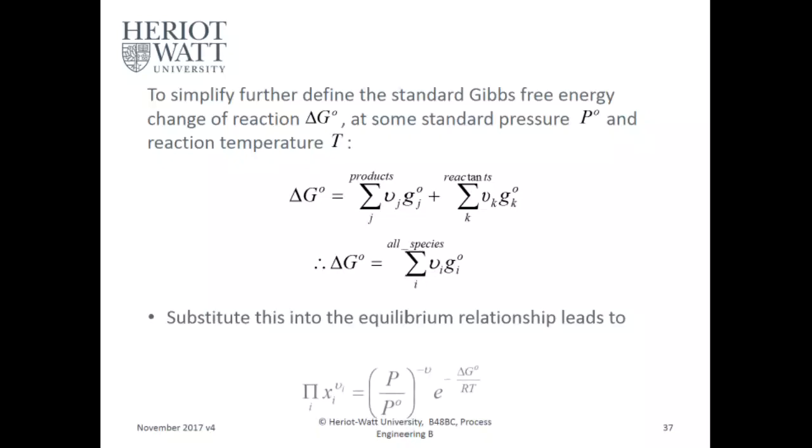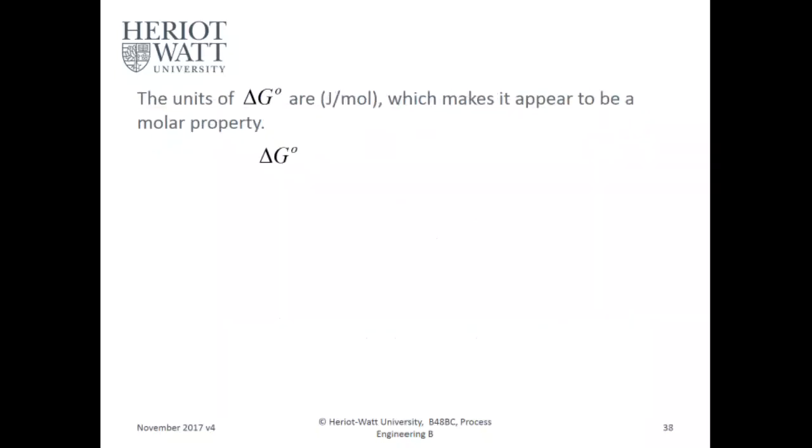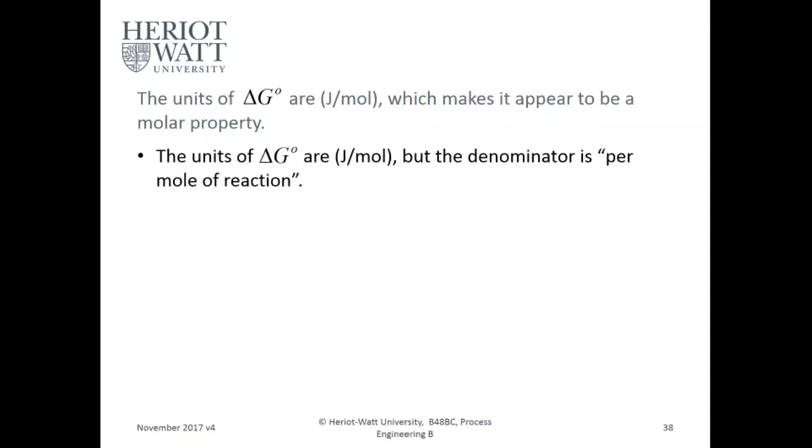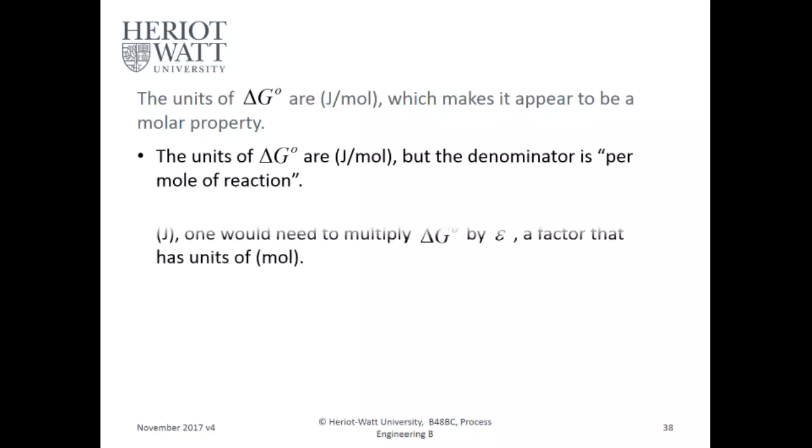Substituting this into the equilibrium relation leads to the product of xi to the power vi equals P over P0 to the power negative v, times e to the power negative delta G over RT. And the units of delta G0 are joules per mole, which makes it appear to be a molar property. But the denominator is per mole of a reaction, so it's not a molar property, it's per mole of a reaction.